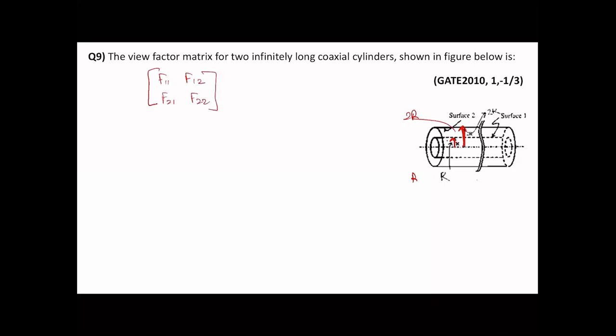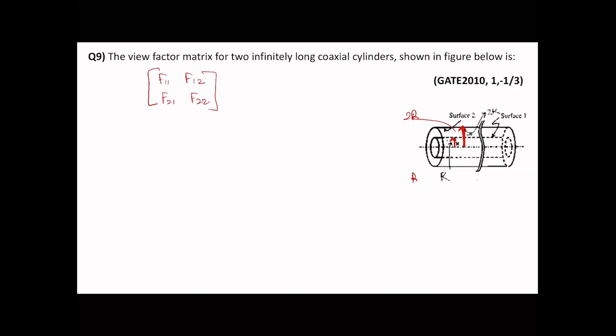So you can just type in the values in the chat box, or you can unmute and say the values in this order: F11, F12, F21, F22. Alright, you've been asked to calculate this in this GATE question. Please pause the video over here and I will be discussing the solution now.